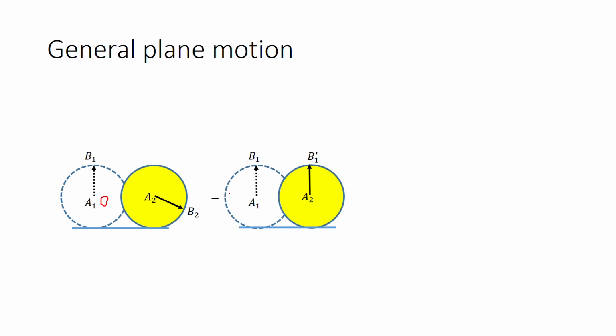First I am doing a pure translation. So this blue line was initially the initial configuration of the disk, and this disk has moved from this blue line to this yellow disk, and the line which was initially A1 B1, which was vertical, is again vertical. So this is a pure translation case. You can see here that the path traced by A is a straight line and the path traced by B is also a straight line.